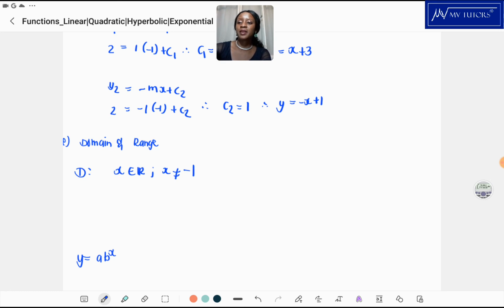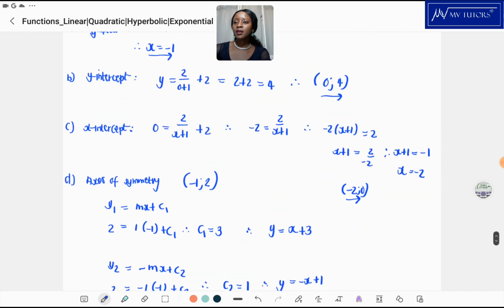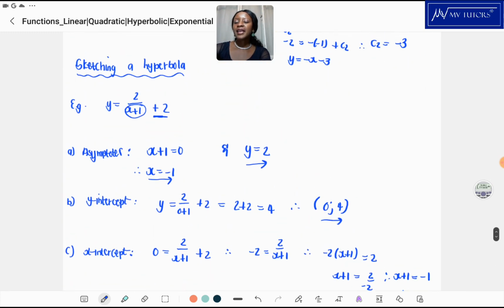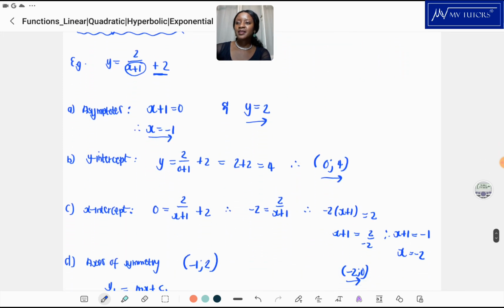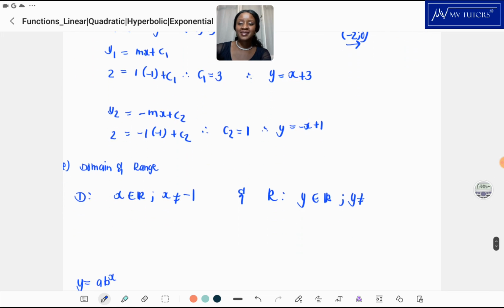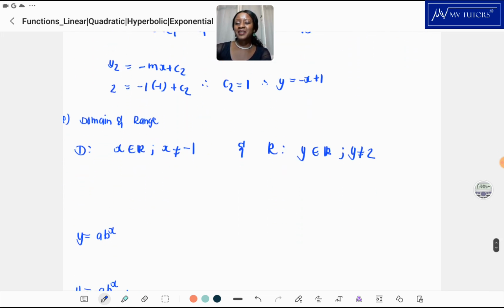That is my domain. And then when it comes to the range, I have y is an element of R, but y cannot be equal to 2. It just can't. It's just not allowed. And we have our domain and our range.